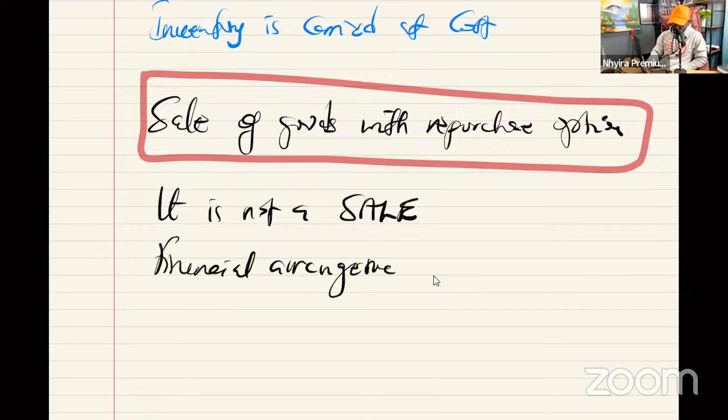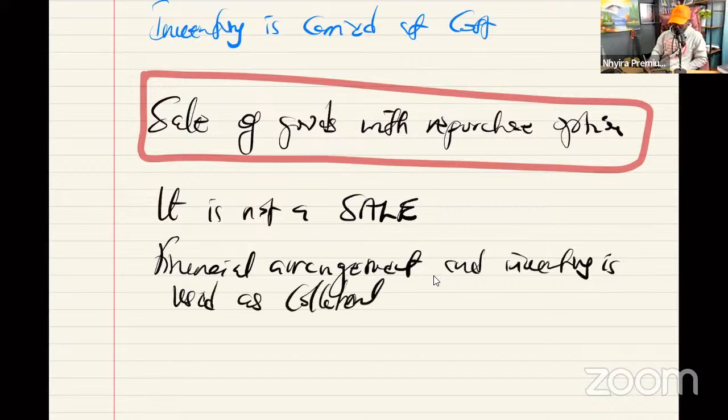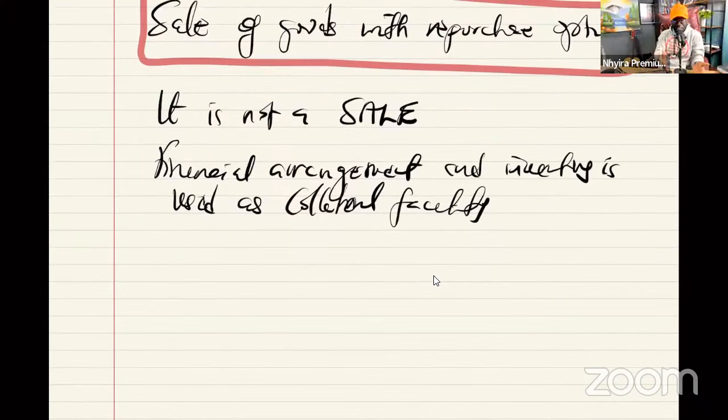Okay? And inventory is used as a collateral facility. What does that mean? It means you don't recognize sales, but the inventory will still be recognized in our books. So the inventory will be part of our closing stock. Then the amount we receive from the proceeds will be accounted for in accordance with IFRS 9 as a financial liability, because that is a financial liability.